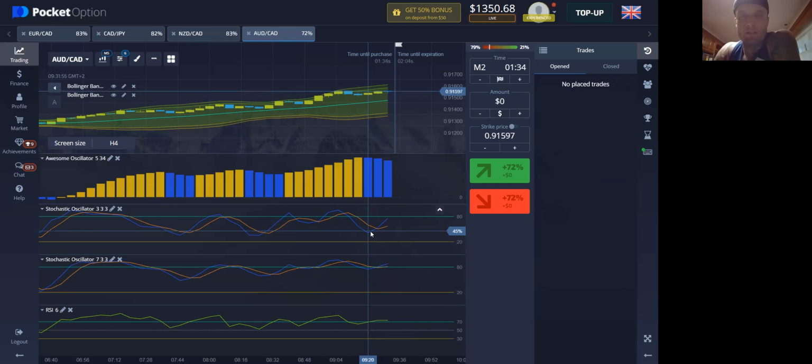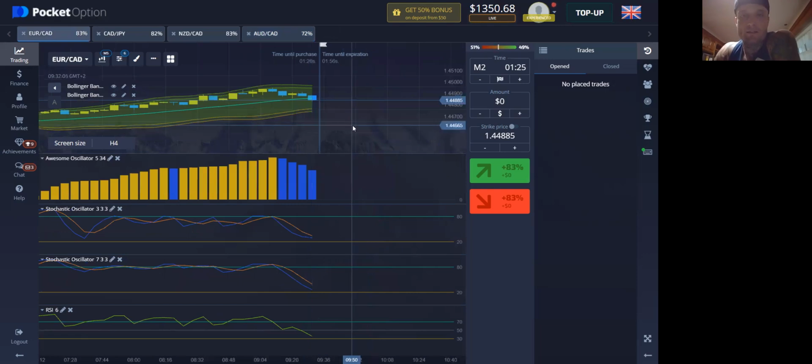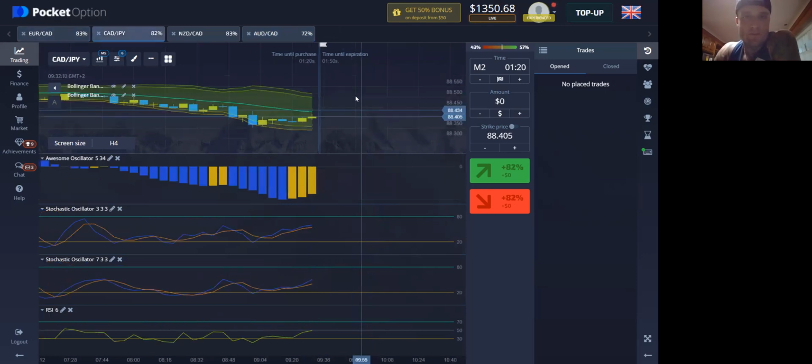Looking at the charts right now, nothing seems to be in the exact position where we'd ideally like for a trade. Just having a flick through them all now.